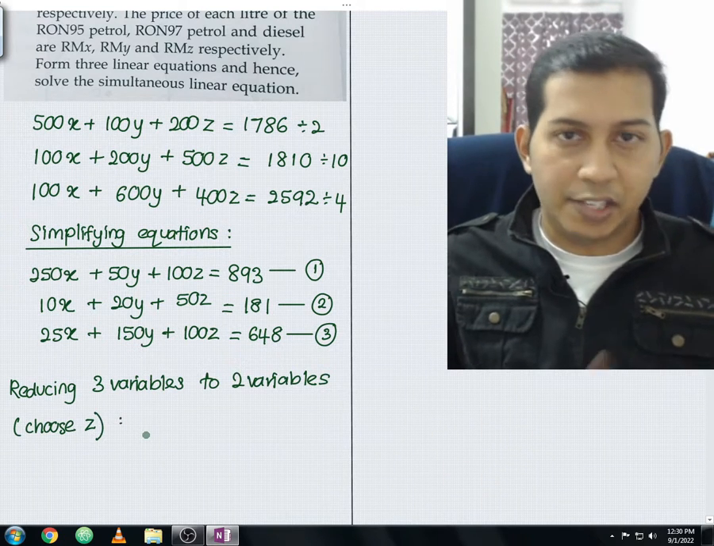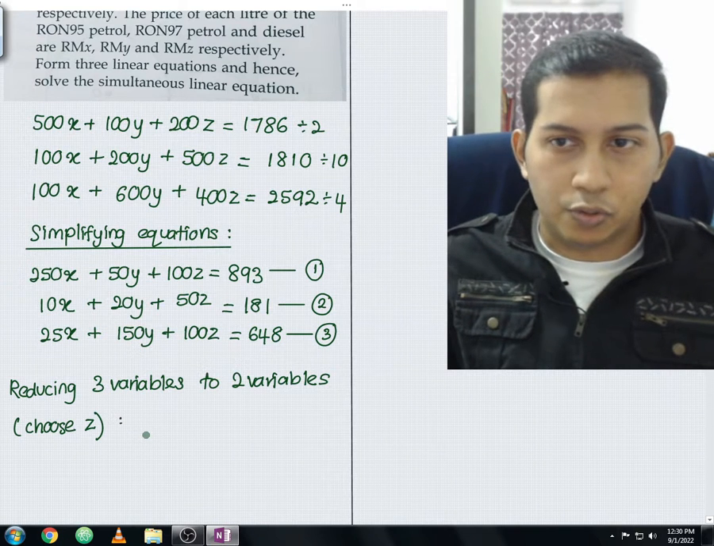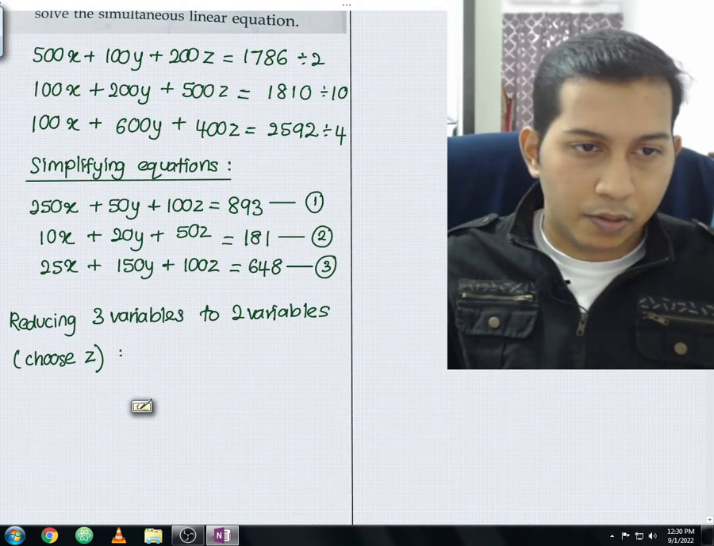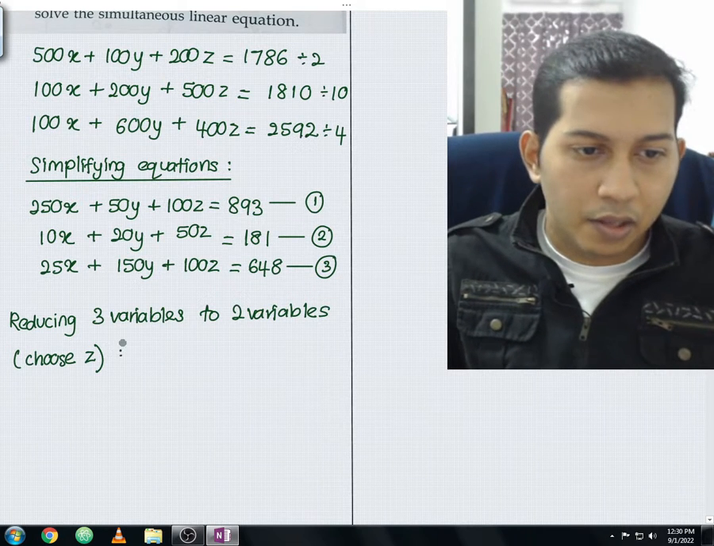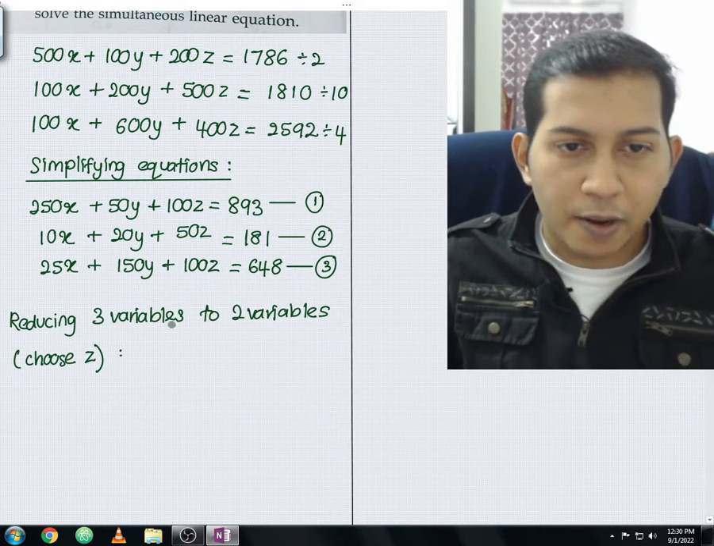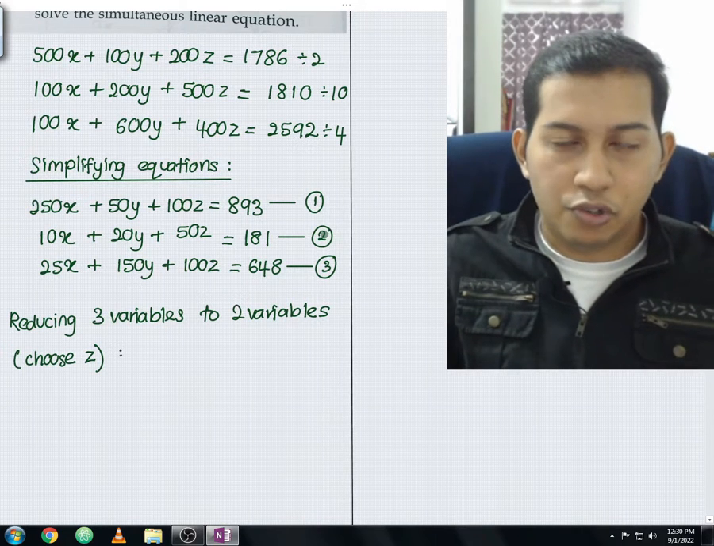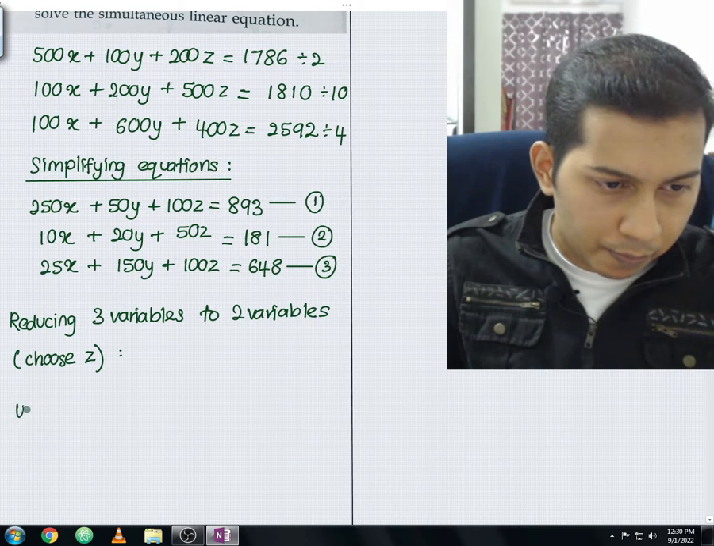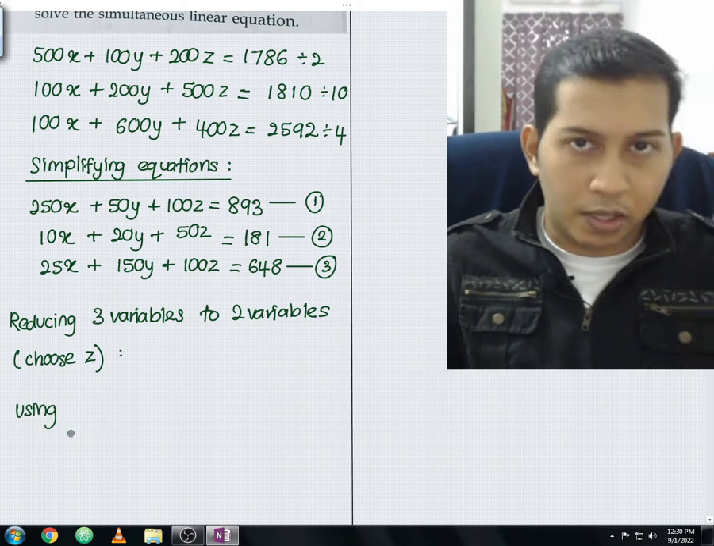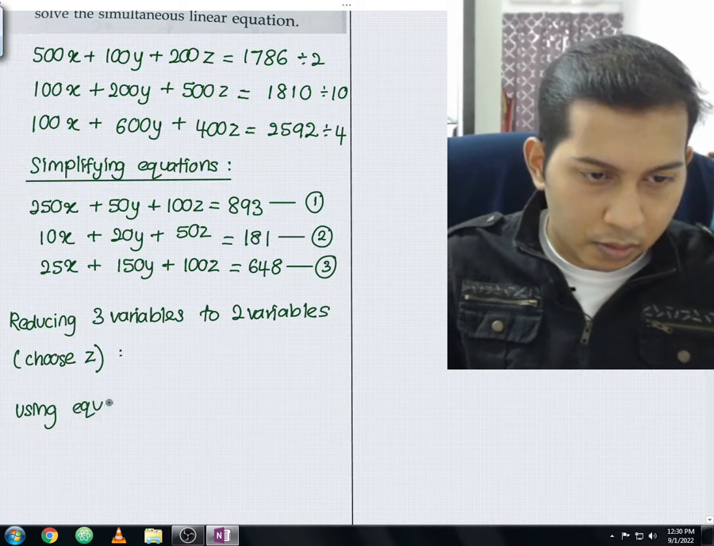Okay, so in this case we are choosing the z variable to be eliminated first. So let us perform the reduction 2 times. For the first one, we're going to choose equation 1 and equation 2. Using equation 1 and 2, let me write down in the working here.